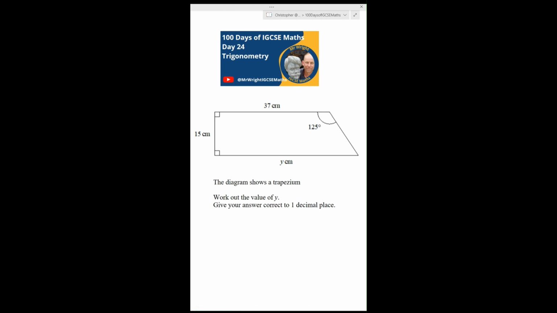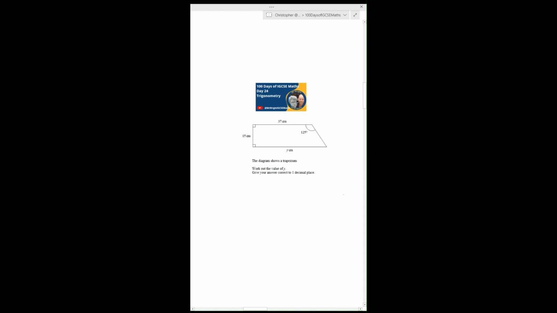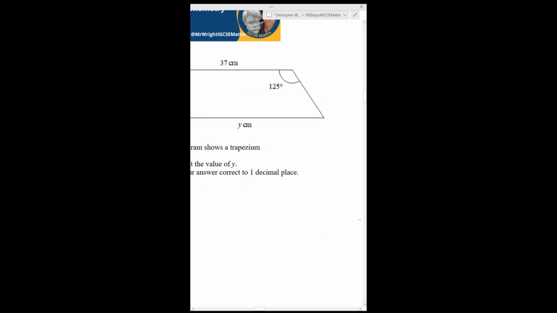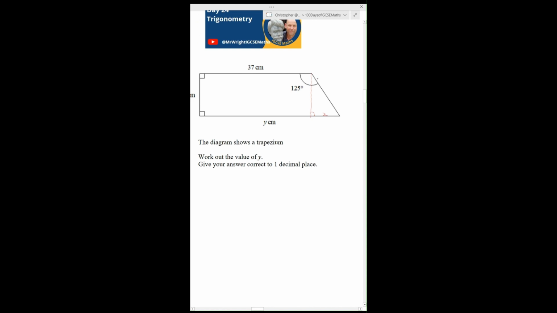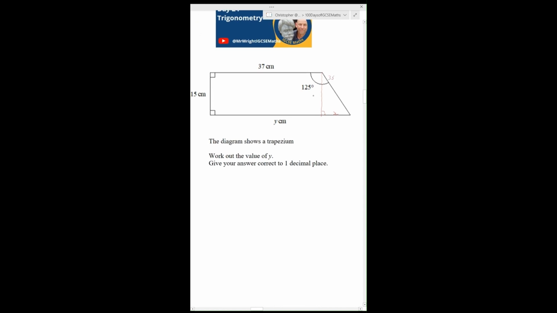Okay, I've got to work out the value of y, so I'm going to start by dropping a perpendicular here. So I've got a right angle triangle. I'm going to work out that length x. So I'm going to have an angle of 35 here. This vertical length is 15, and I'm trying to find the opposite. So I'm going to use tan.